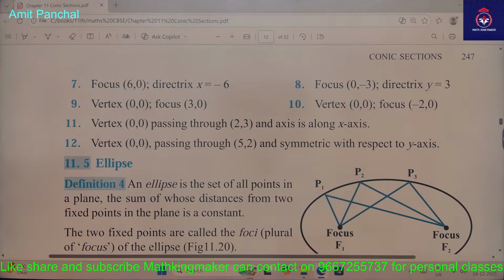Vertex 0, 0, on x-axis. So a equals to 3, y square equals to 12x. So is it y square equals to 12x? Yeah, right. Ninth one is also right.